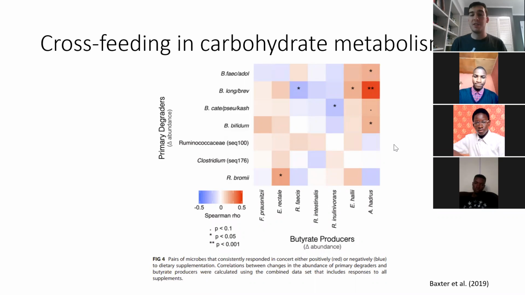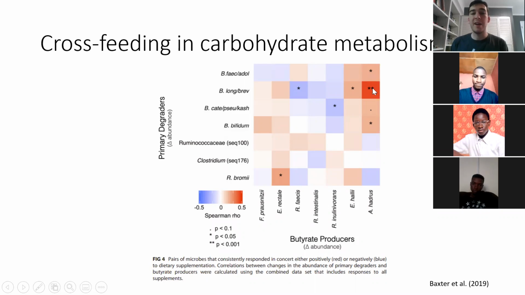And so it's important to understand that there's a relationship between what are called primary degraders and secondary degraders. So for example, in the case of inulin, these are some examples of primary degraders that might be able to degrade inulin. And then these are secondary degraders that can't degrade inulin, but can break down its byproducts and turn it into things such as butyrate that are helpful for human health. And so this heat map is essentially showing you interactions between these different types of microbes.